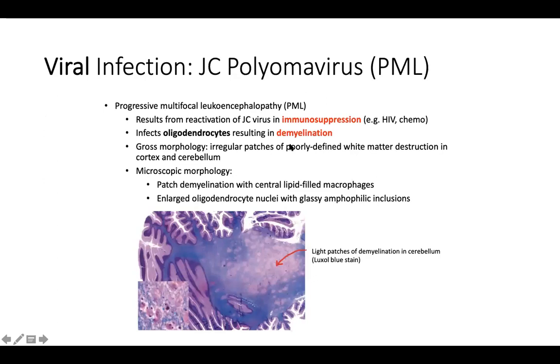Okay, JC polyomavirus, PML, is going to be a reactivation of the JC virus in immunosuppressed patients like HIV or chemo. Usually it's associated with HIV, but remember it can be other things. It infects the oligodendrocytes, resulting in demyelination. In our demyelination lectures, we talked about this. With this particular stain, dark blue stains for myelin. So we see these light patches. There's no myelin in these areas.